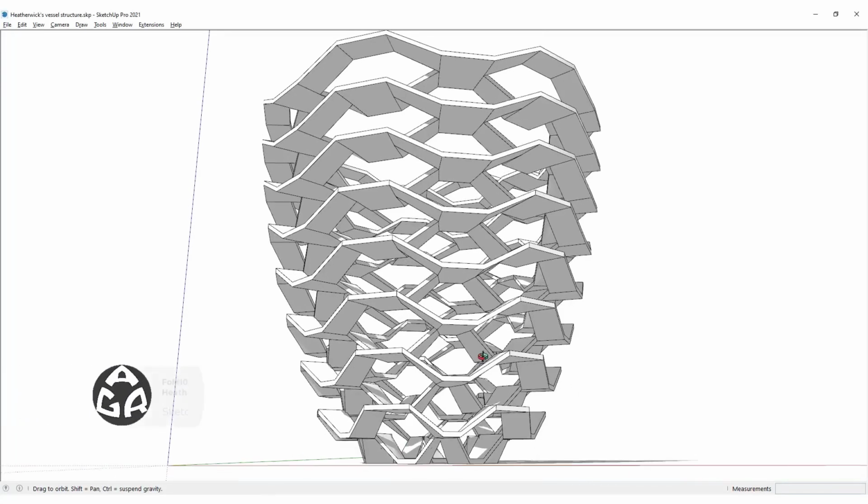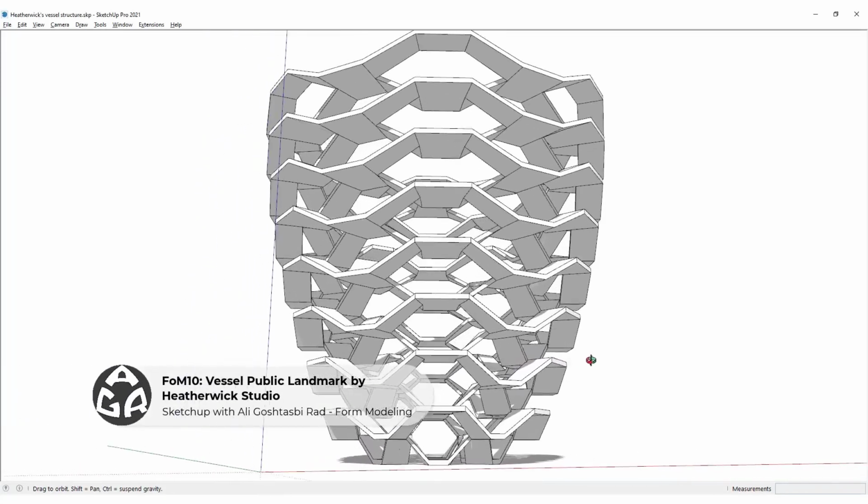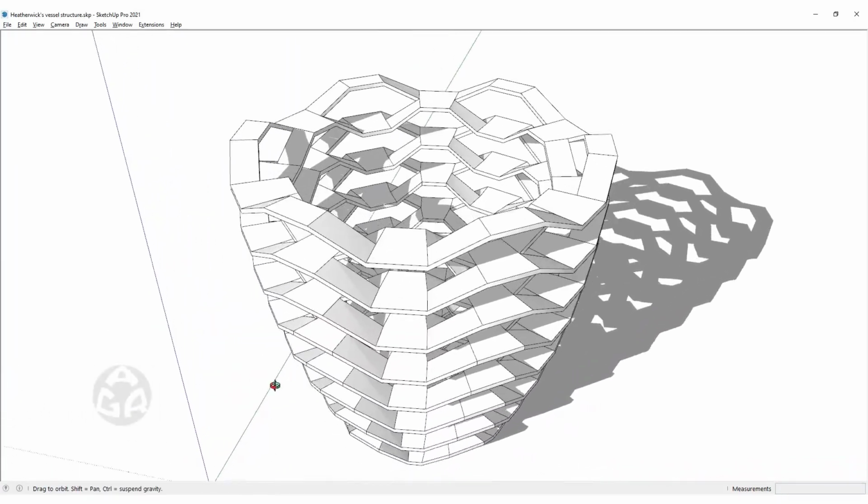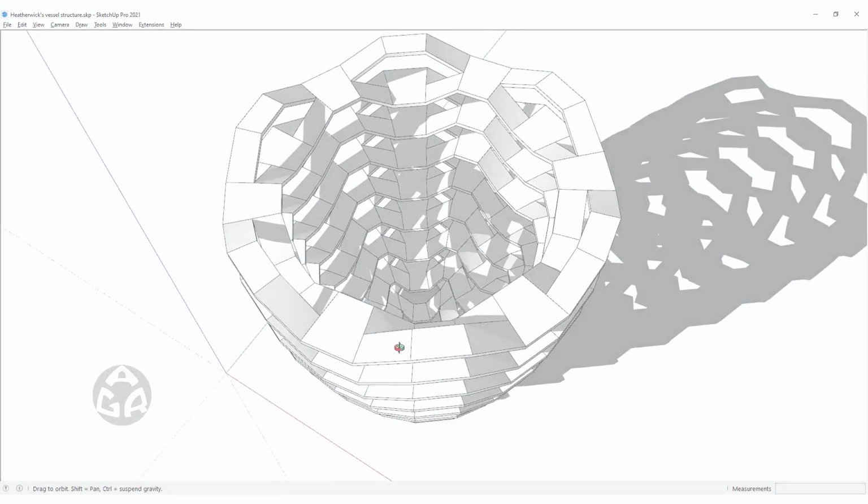Hello and welcome to the 10th lesson of the 4 modeling series of the AGR SketchUp course. In this lesson, we will learn how to model the Vessel Public Landmark by Heatherwick Studio.